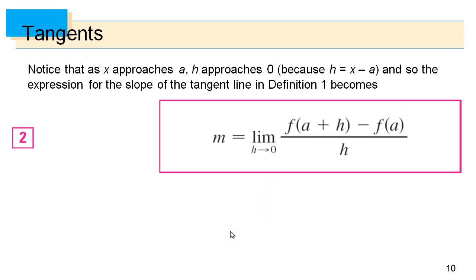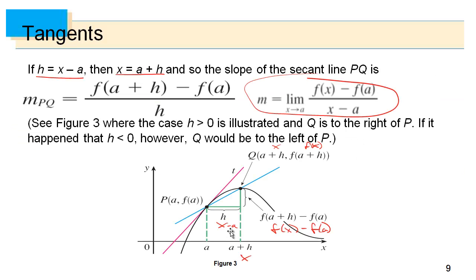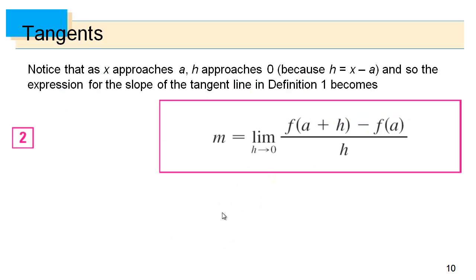So we'll notice that in our original limit, as x approached a, as we let x get closer and closer to a, this distance is getting smaller, i.e. h is going to 0. And so now with our new limit, instead of x going to a, we have h going to 0.